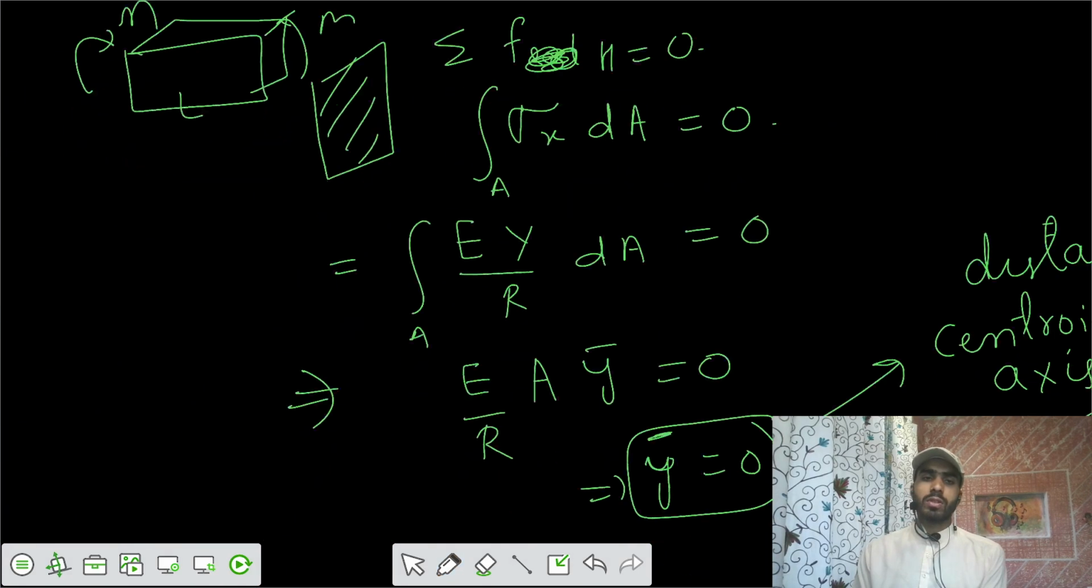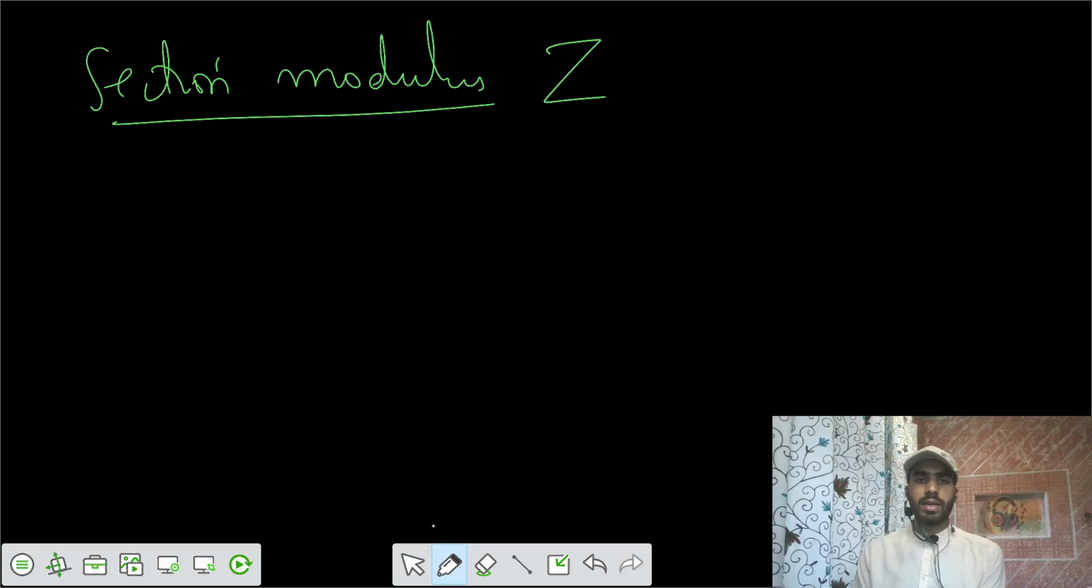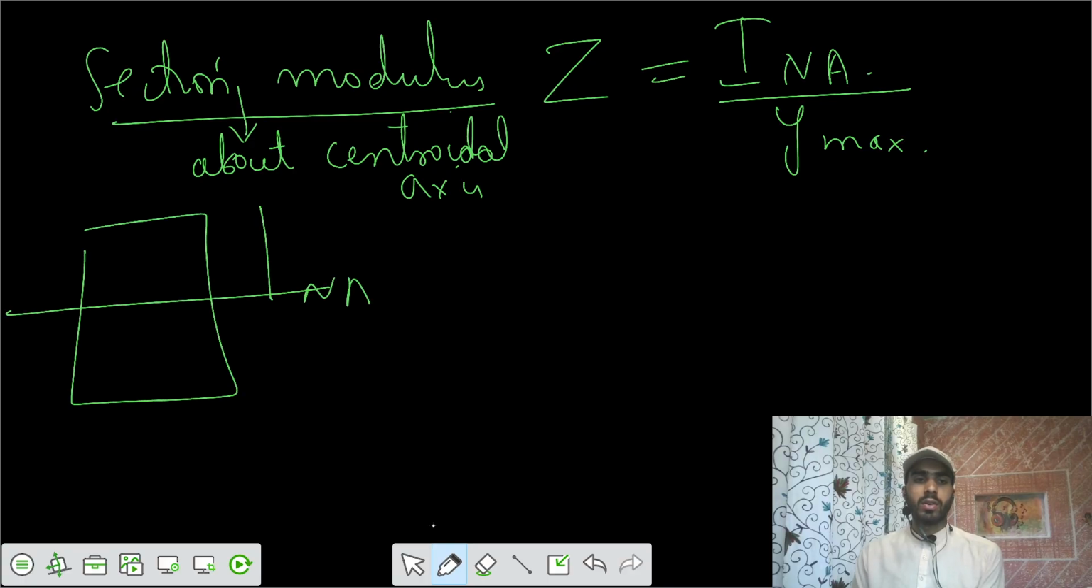One more concept is what we call the section modulus. This is the Z that we write as Z, which equals I neutral axis by y max. So the section modulus about the centroidal axis equals I neutral axis by y max. What is this y max? So you have this neutral axis, you have y, and you have y. We know that the neutral axis for this beam, a rectangular beam, would be at the mid.